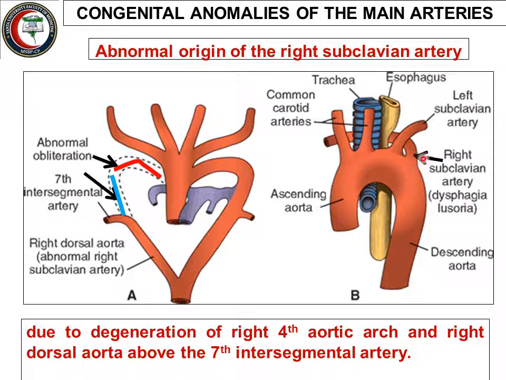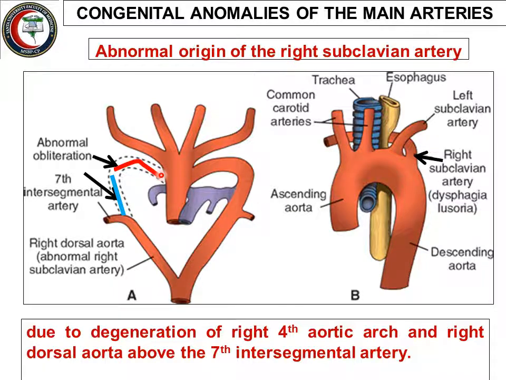This is the anomaly. You can see the right subclavian originating from the distal segment of the arch of aorta, just distal to the origin of the left subclavian artery. And in this case also, the right common carotid artery originates from the arch of aorta, with the right subclavian, instead of originating from the brachiocephalic artery.